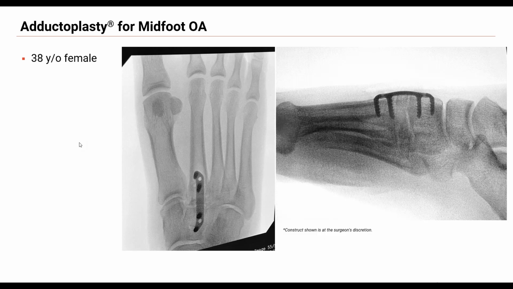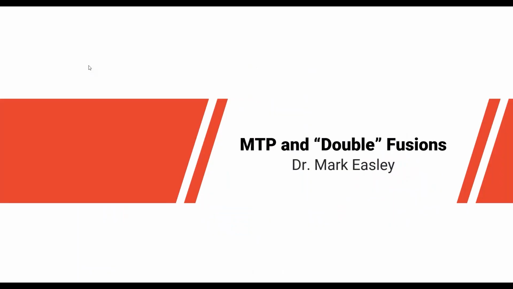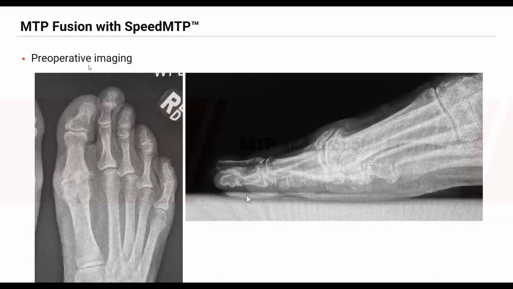That'll be good. But thanks. Let's go on to the next in the interest of time. We got our algorithm, so we're going to take it a little bit farther. So MTP fusion or arthrodesis and doubles. So I'll do that. Let's go. I'll try to go through this quickly in the interest of time.